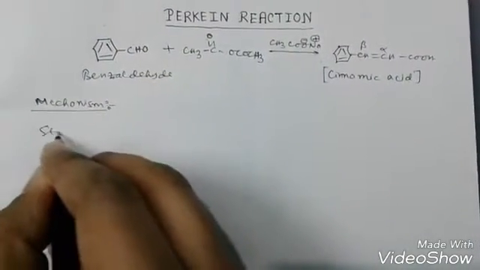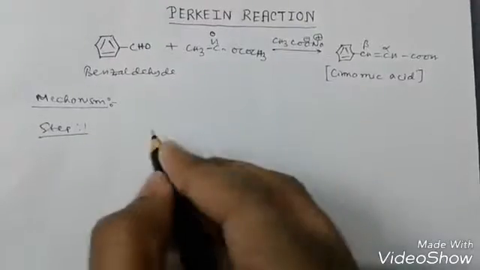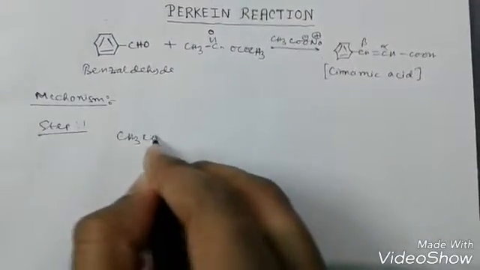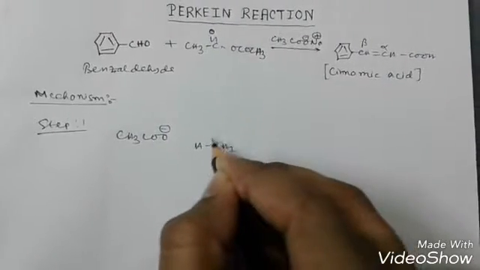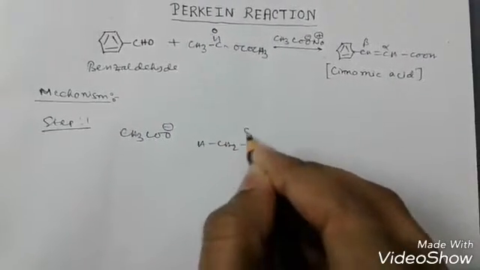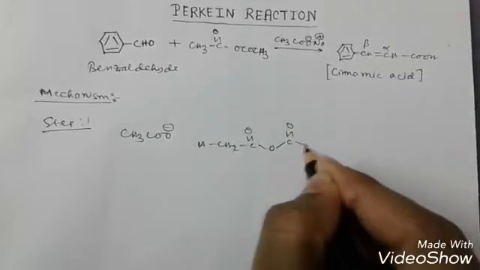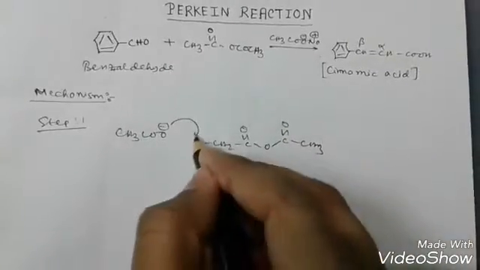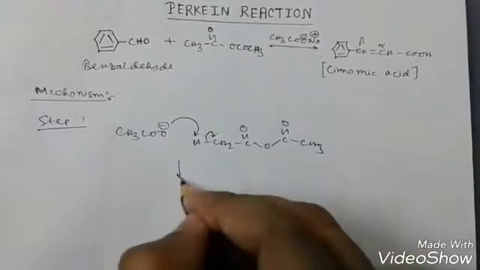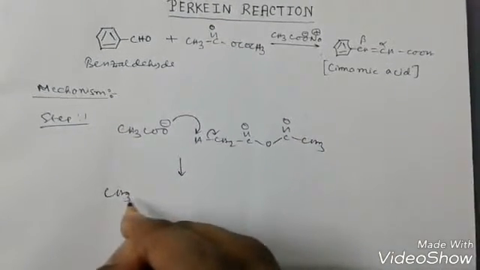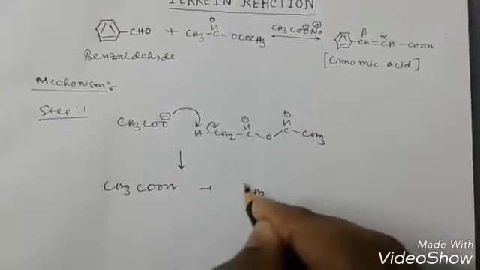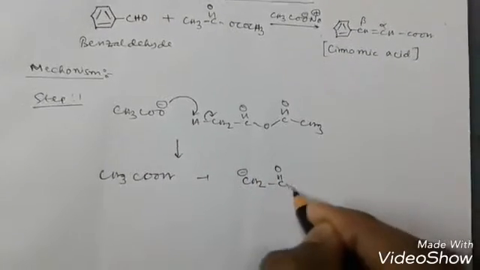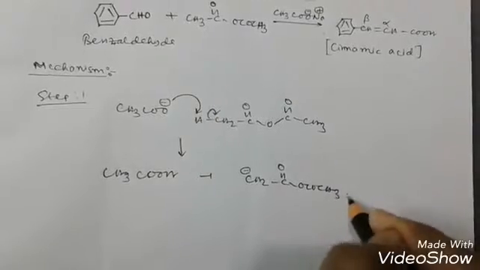Step 1, you can see first the acetate ion reacts with the anhydride. It abstracts a hydrogen, and then it forms this side product. We don't need it.